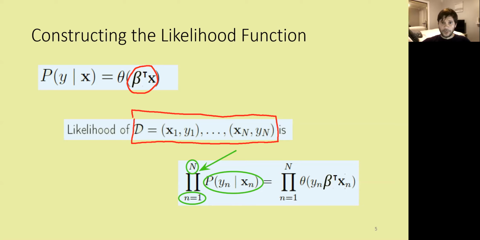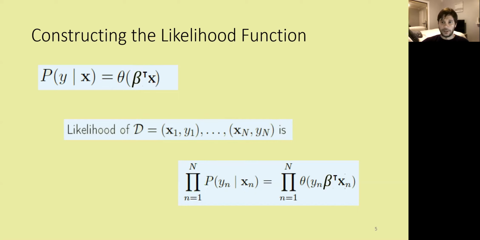So that's what we want to do. We want to try to compute the likelihood of observing the sample, and we're going to use this as our objective function to calibrate the beta parameters to maximize this particular likelihood. Now, before we do that, we're going to transform this likelihood function.